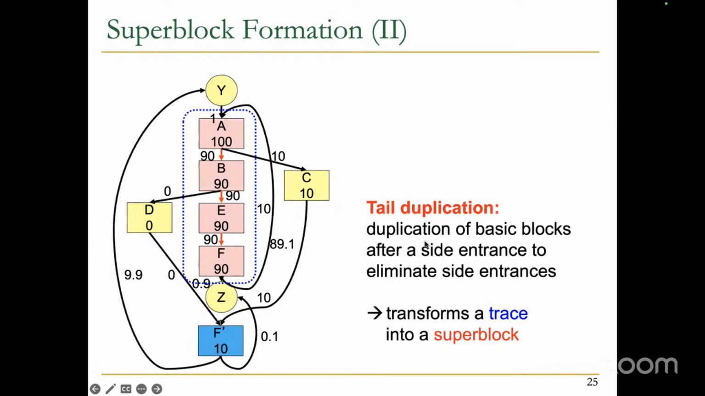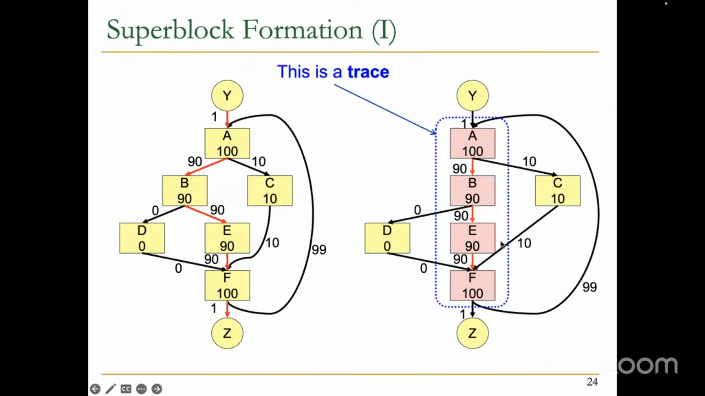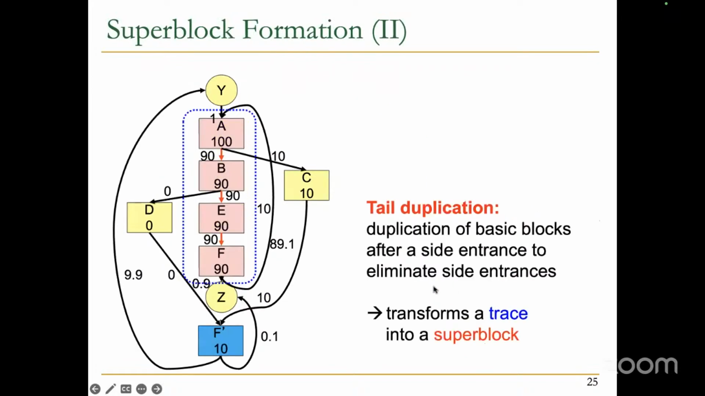It basically duplicates the basic blocks after a side entrance. So remember, there's a side entrance over here. There's another side entrance over here. And then they both execute F afterwards. So why don't you actually have another copy of F such that whenever you enter this code, you don't enter the trace again. You basically go to some other place in the code and execute another copy of F. That's the idea, basically. Essentially, this transforms the trace into what is called a superblock in this work.